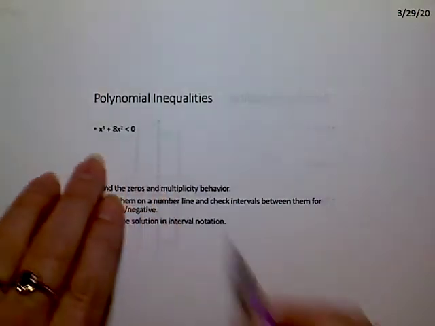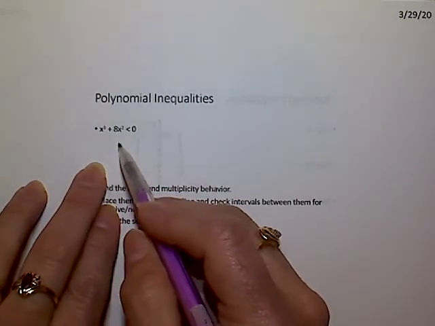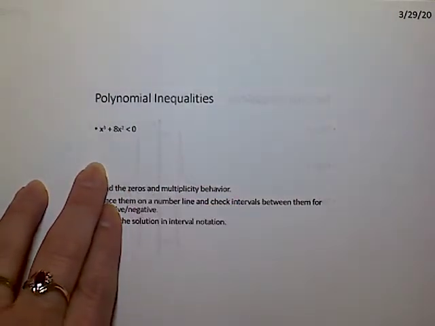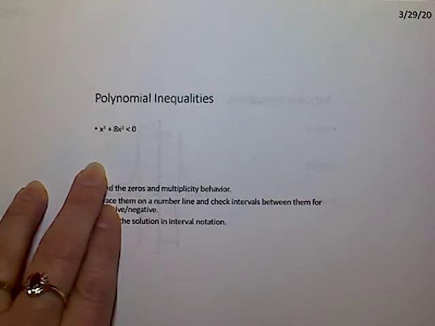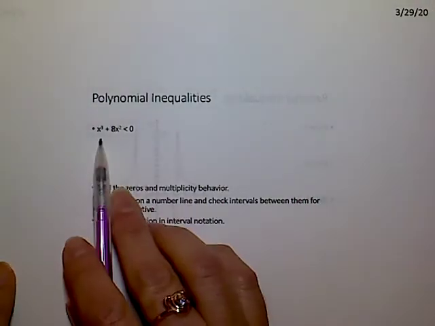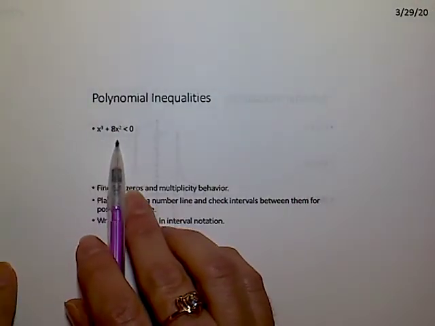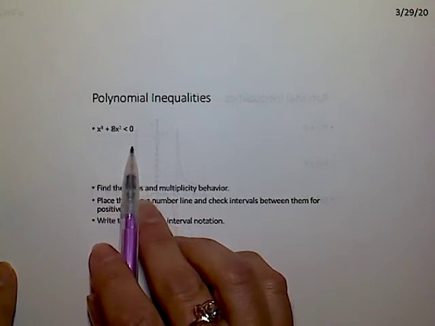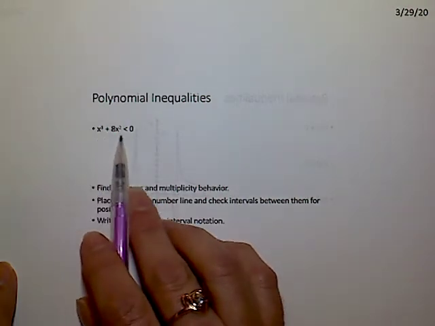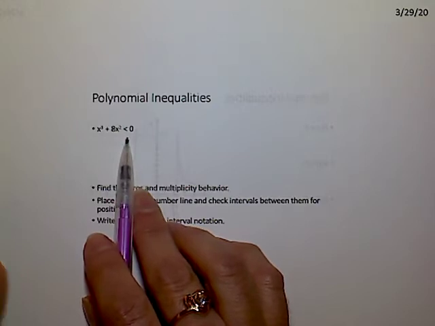Alright, so here's the how-to. This is what's going on. I'm going to have something like this. I know that's really small. I don't know if I can make it bigger for you or not. I'm going to try. This says x to the third plus 8x squared is less than 0.